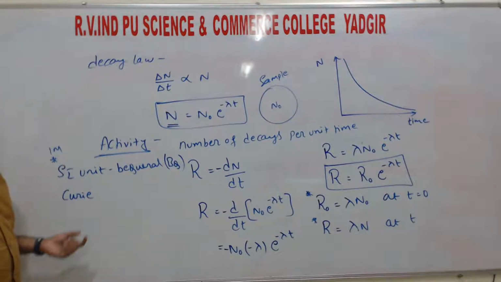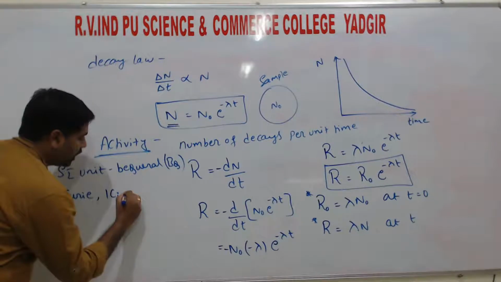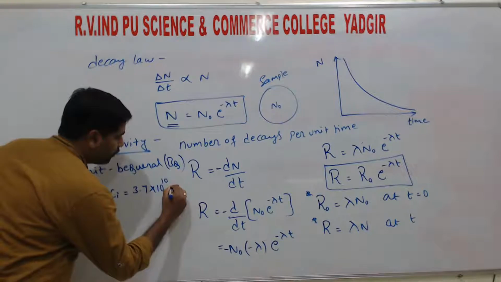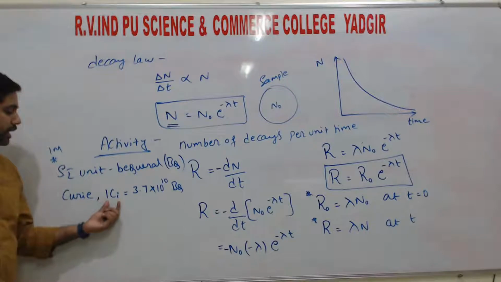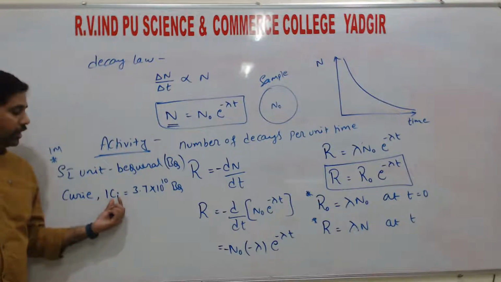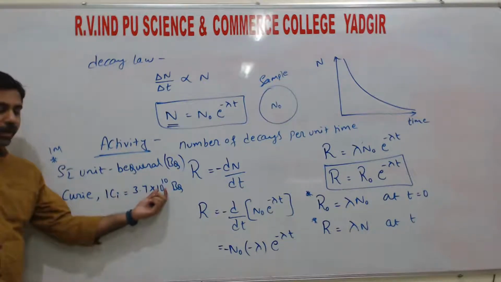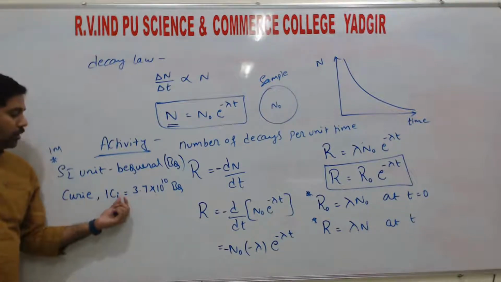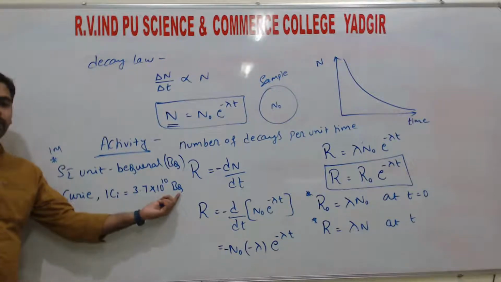So the SI unit is becquerel. One more unit of the activity is curie. So 1 curie, that is 1 Ci, is equal to 3.7 into 10 to the power of 10 becquerel, right? If in a problem they give the value in curie, we need to convert curie into becquerel. For conversion of 1 curie into becquerel, we have the value 3.7 into 10 to the power of 10. We need to multiply by 3.7 into 10 to the power of 10, then we get curie in the form of becquerel, right?